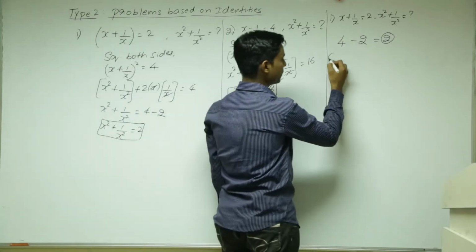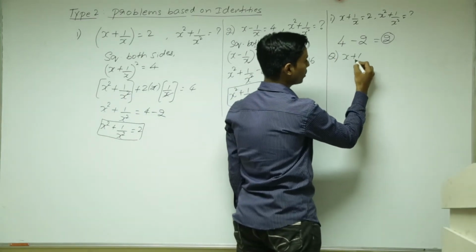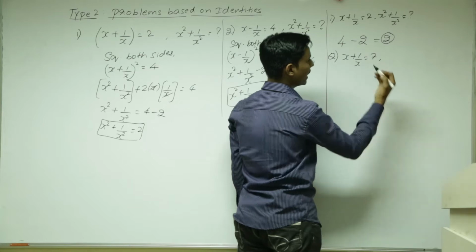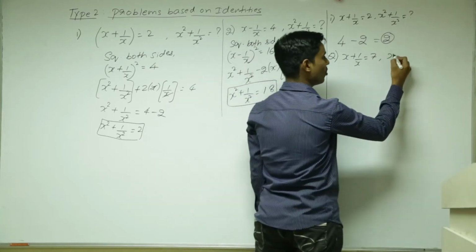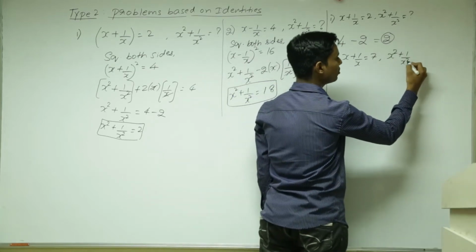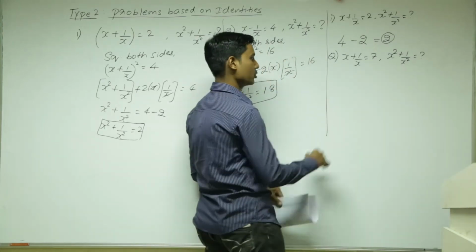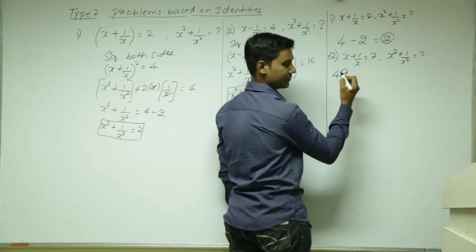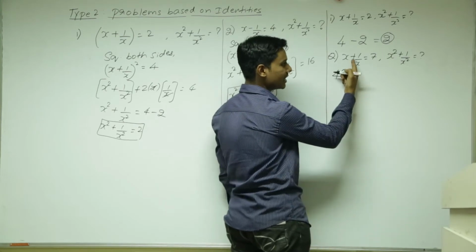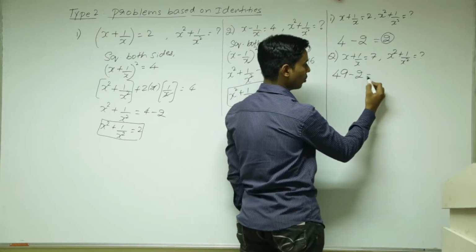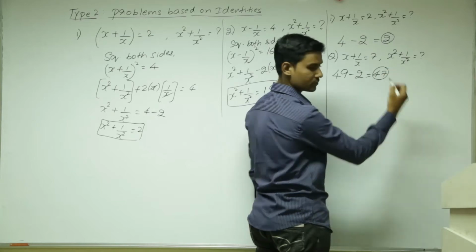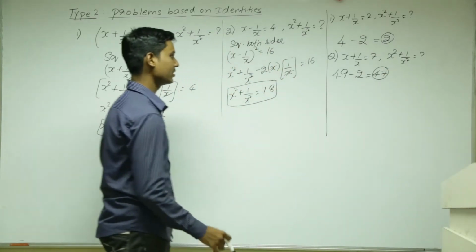Suppose your question is x plus 1 by x is equal to 7. What should be x square plus 1 by x square value? Tell me the answer. x plus 1 by x is 7. Right hand side is 7. Square it, you will get 49. Here the given data is plus, so subtract 2. Answer should be 47.